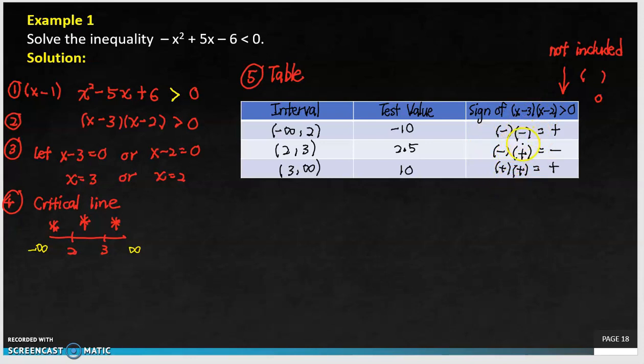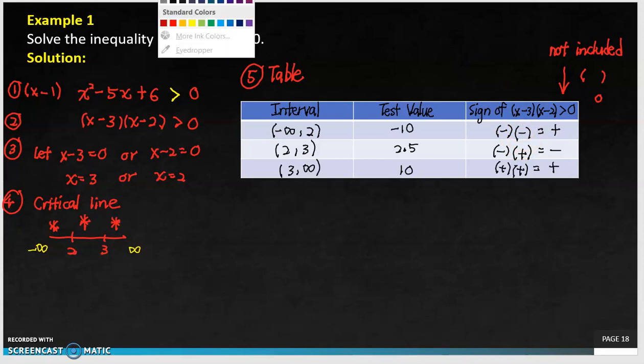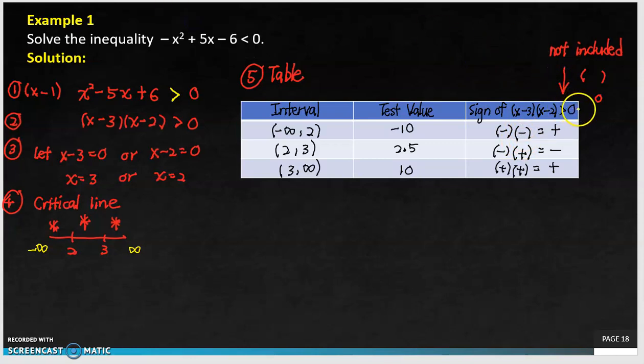So how are we going to choose the sign? Remember, in this question, it is greater than 0. What does greater than 0 mean? Greater than 0 means it is positive. That's why we are choosing the positive sign. So therefore, here is the answer. We are choosing the positive sign. Again, why? Because the question requires greater than 0. Greater than 0 means that it is positive. So therefore, I choose the positive sign.